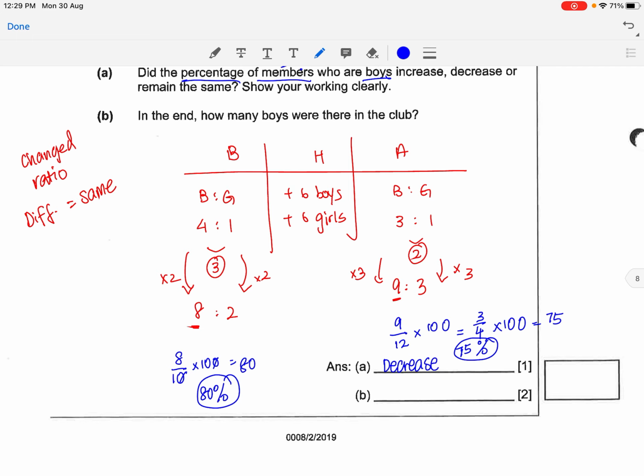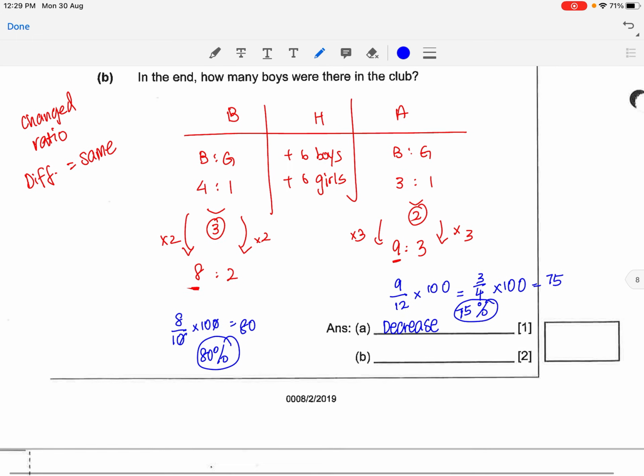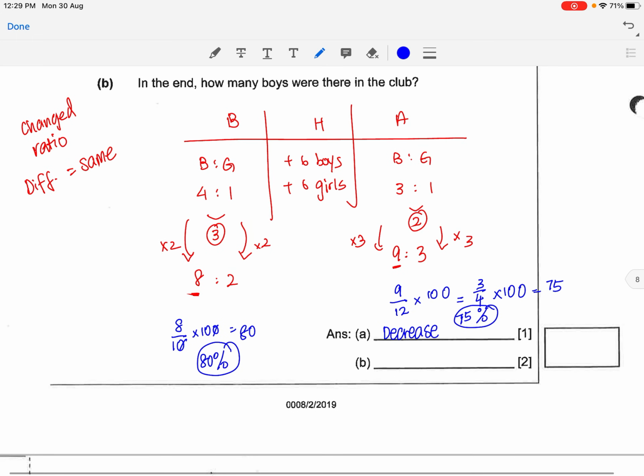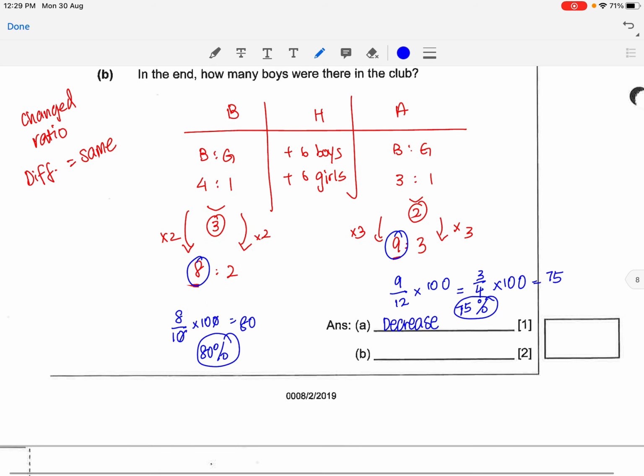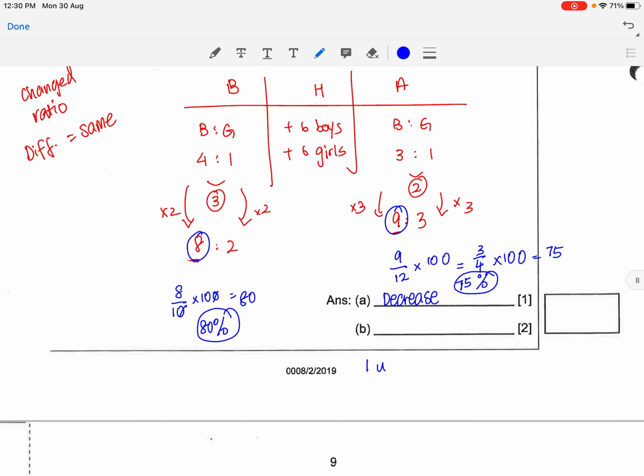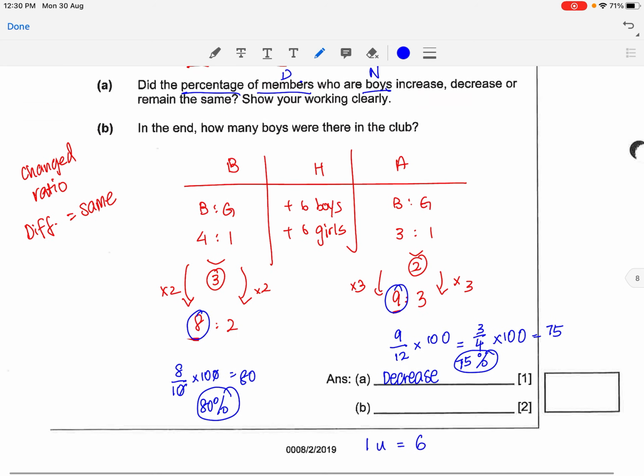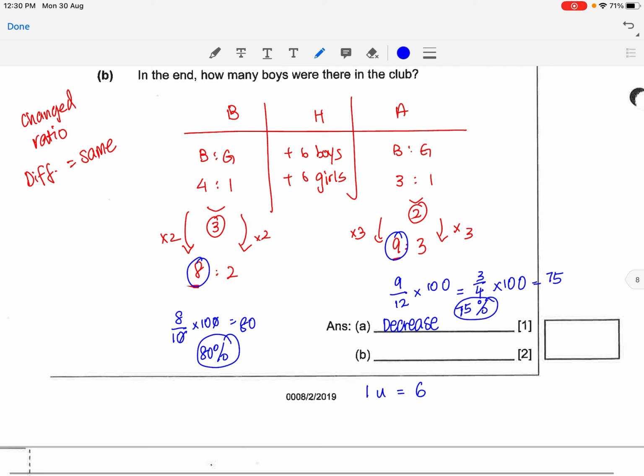In the end, how many boys were there in the club? Now you know for a fact that the boys from 8 units become 9 units. There is a change of 1 unit. The change of 1 unit will represent the 6 boys that joined. So the question was, how many boys were there in the end? The boys in the end had 9 units. So you just do 9 times 6, you will get 54. So the answer will be 54 for the boys who were in the club at the end.